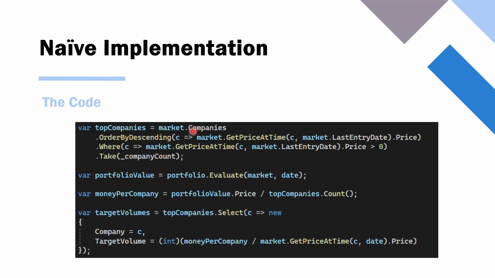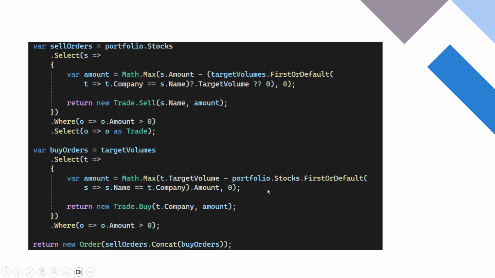So we take the top companies, so we take all the companies in the market, we order them by price, and we take the top N, so in this case N will be 500. And then we calculate the value of this portfolio. We use that to work out how much money we can devote to each company, and then we simply work out from the price of each share today how many we can buy of each, and this gives us a list of target volumes. Once we have this list of target volumes, we sell anything where we have more than our target, and we buy anything where we have less than our target.